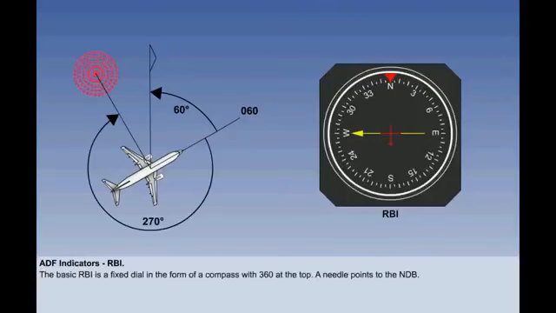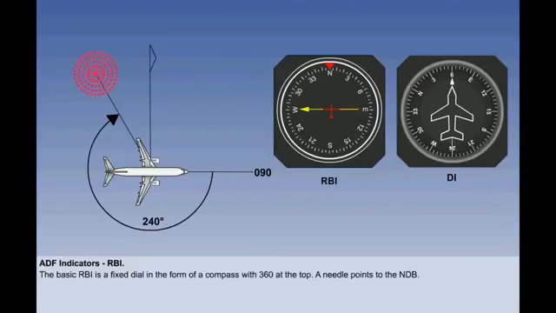The most basic instrument is the RBI, which has the points of the compass presented around the dial, with 0 or 360 degrees at the top. This is not a heading indicator, and it does not state in which direction the aircraft is flying, simply that the aircraft nose is at 360 degrees and the NDB is in the direction of the needle.